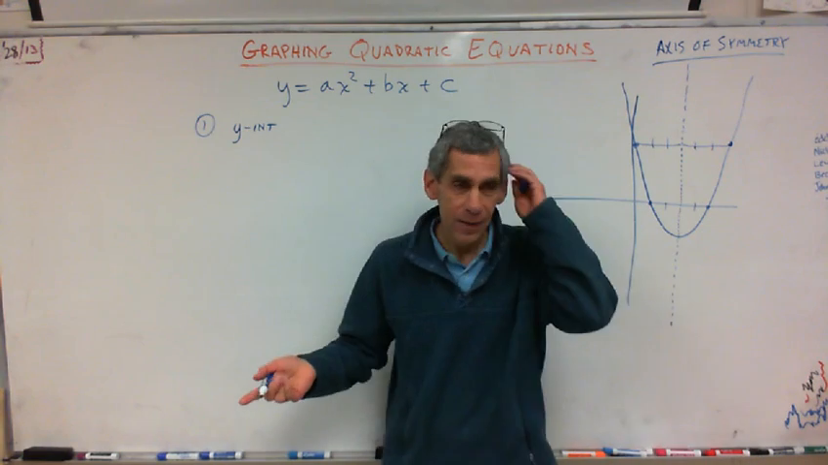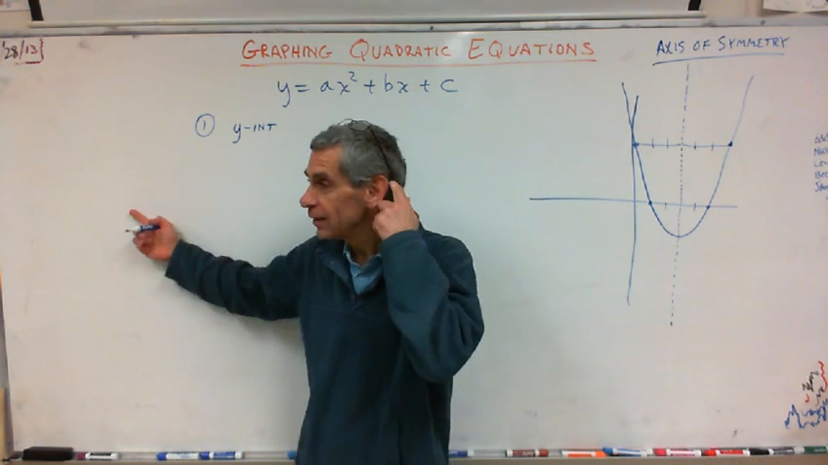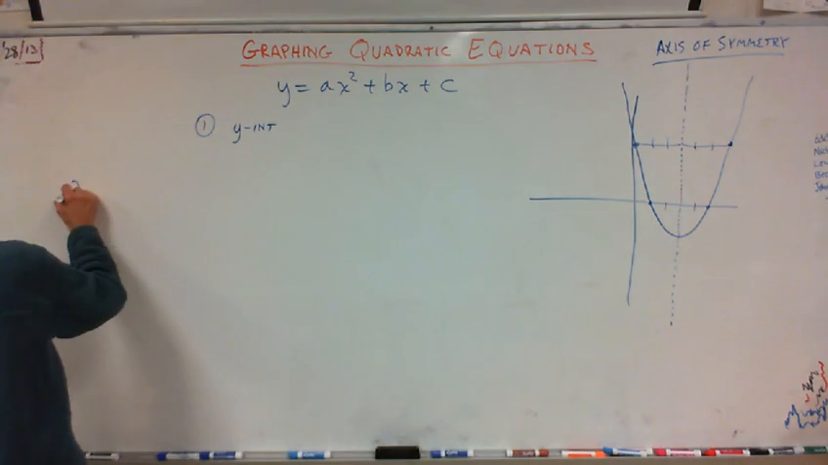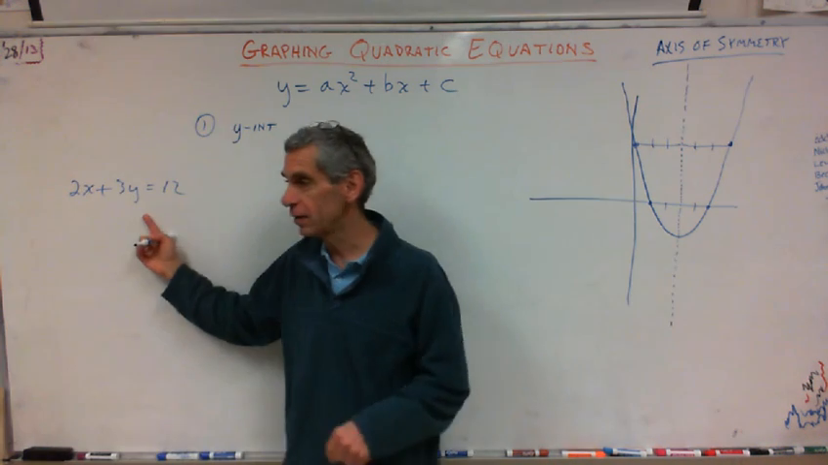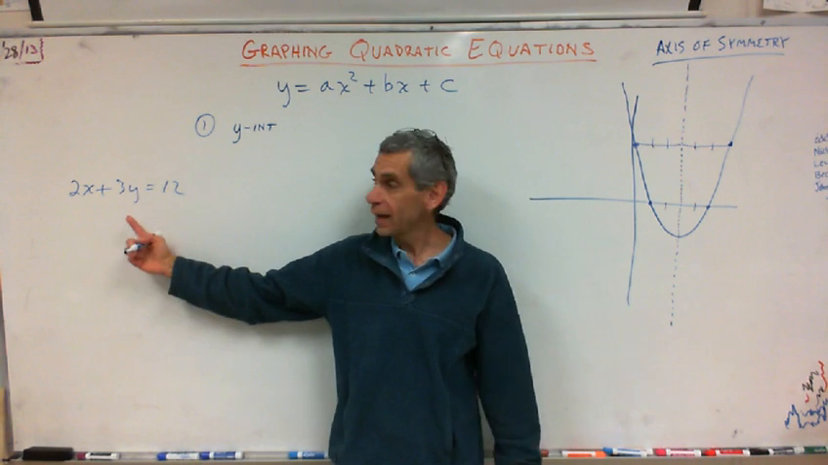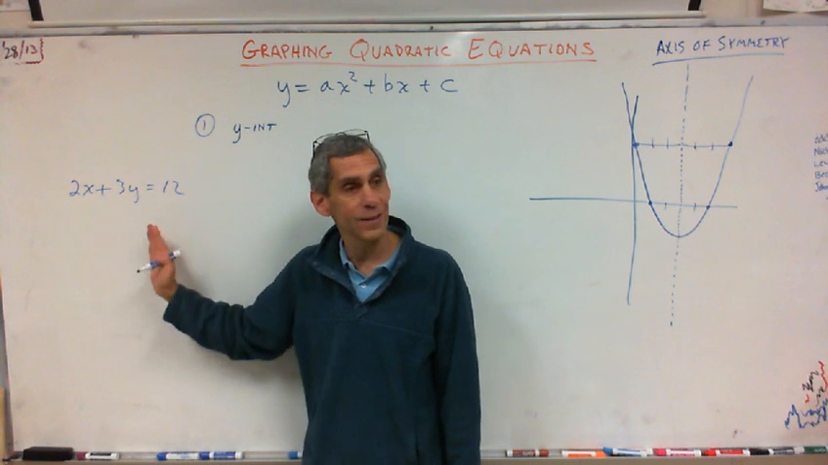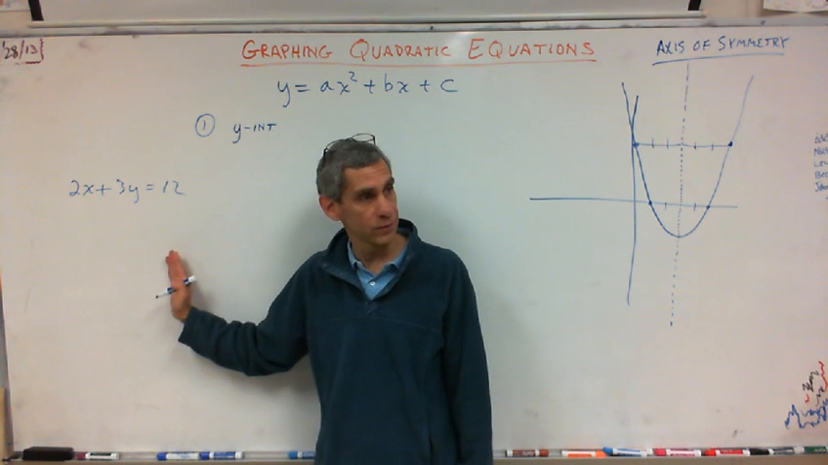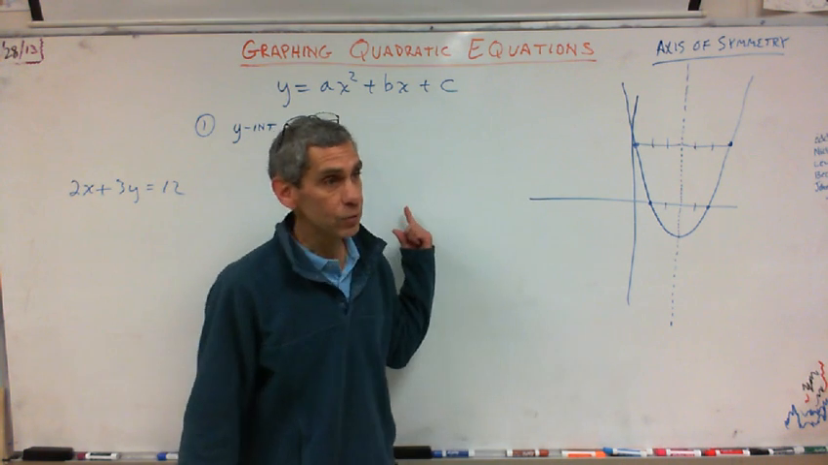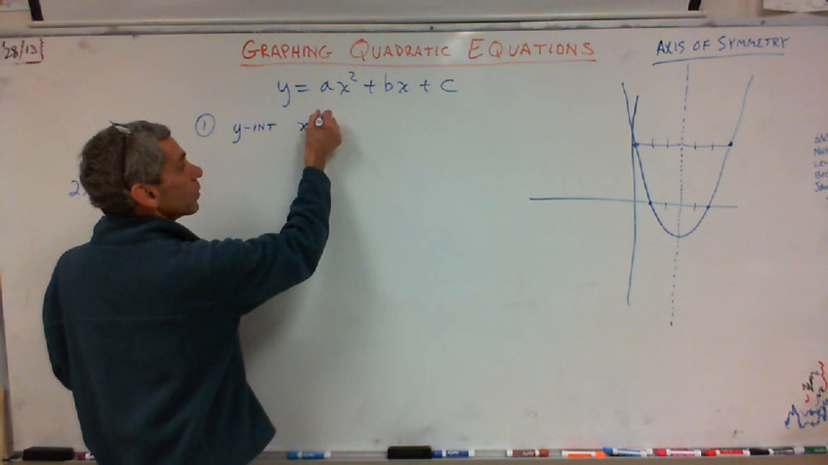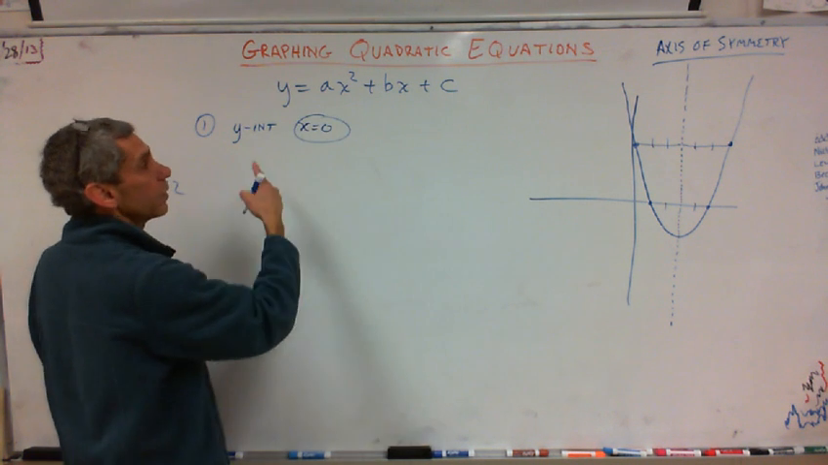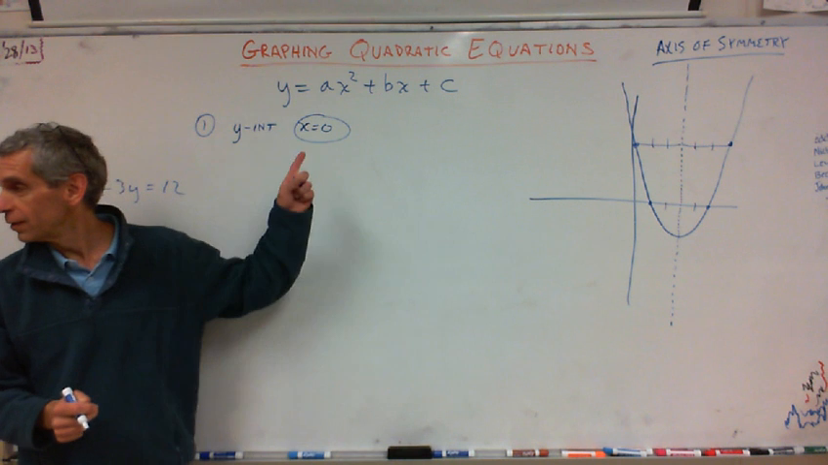So, no, seriously. If you were graphing something in standard form, 2x plus 3y equals 12, how would you find the y-intercept? X is equal to 0, right? That's the only time you can cross the y-axis, is when x is 0. Same is true here. So if I made x equal to 0, what would the y-intercept be?